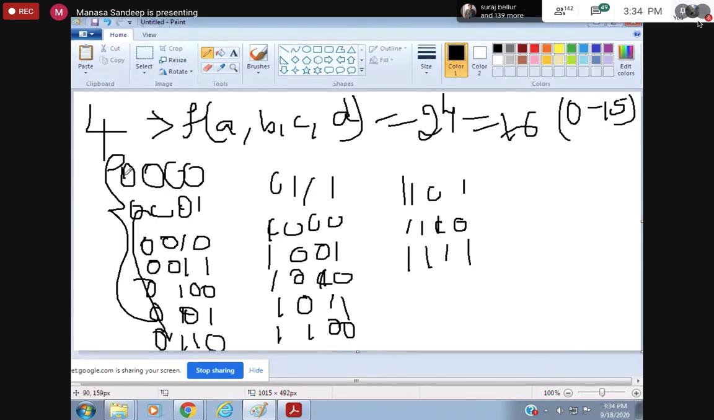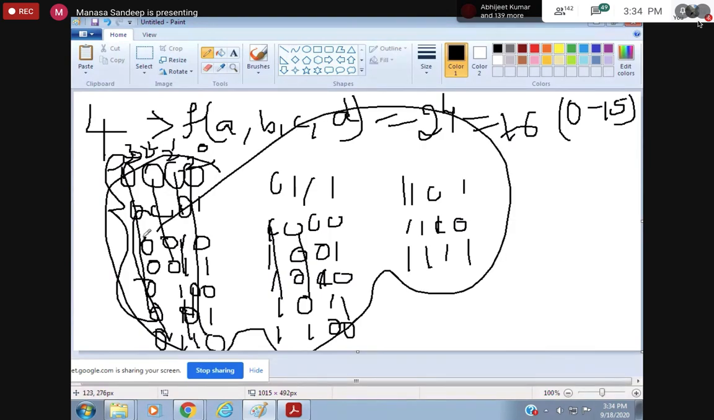Okay, so the shortcut you can remember: the first column will have 8 zeros, 8 ones. The second column will have 4 zeros, 4 ones, again 4 zeros, 4 ones. The third column will have 2 zeros, 2 ones, 2 zeros, 2 ones. Alternate zeros and ones in the last column. So this will be 2 power 0, 2 power 1, 2 power 2, 2 power 3. You should know how to write this truth table also.